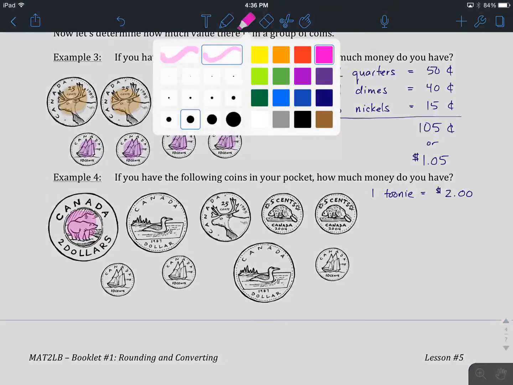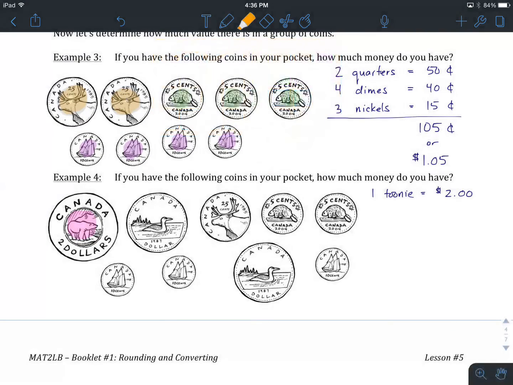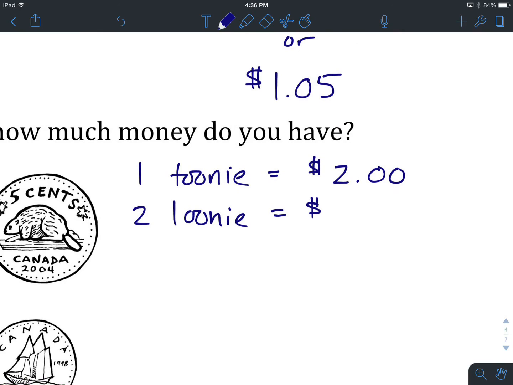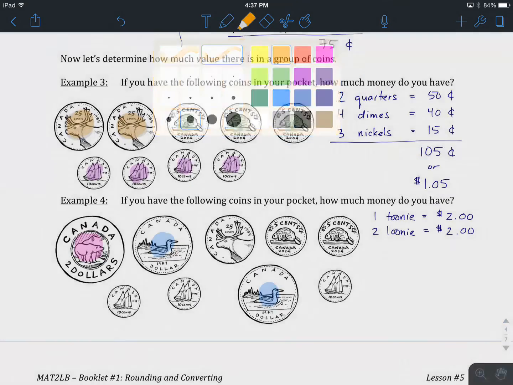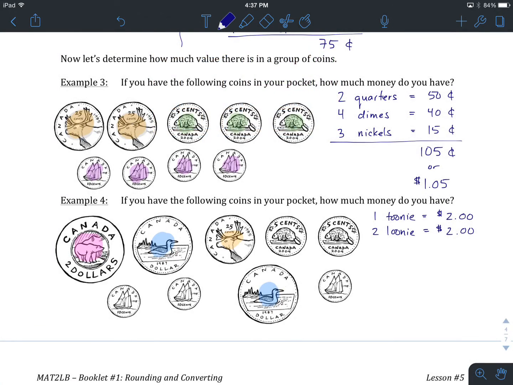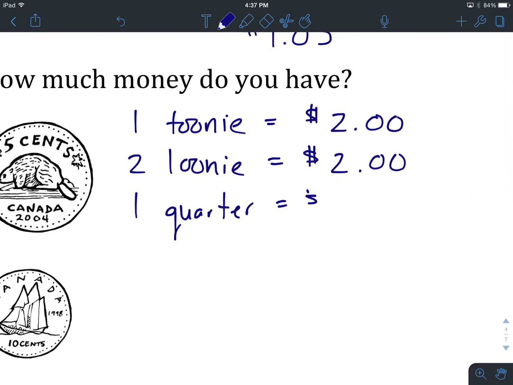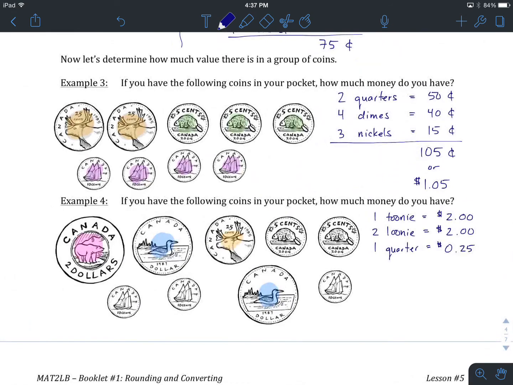Next most valuable coin we have, those are going to be loonies. So we have 1 loonie, 2 loonies here. So we have 2 loonies. That's going to give us a total of $2 again. Let's go back to it. We are looking now for quarters. We have 1 quarter only this time. That's going to give us, again, I'm using dollar notation here, so I'm going to get my dollar sign, 0.25. That's how I write a quarter in dollar notation.